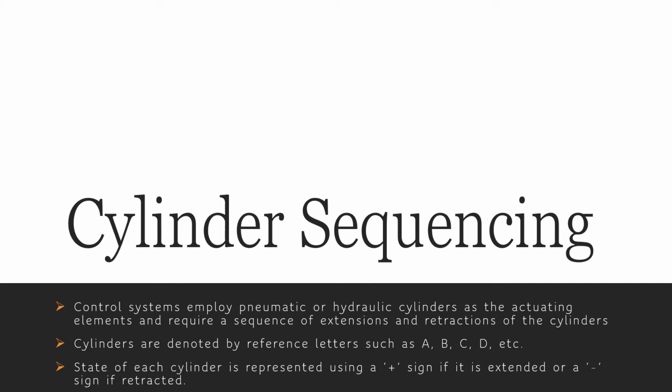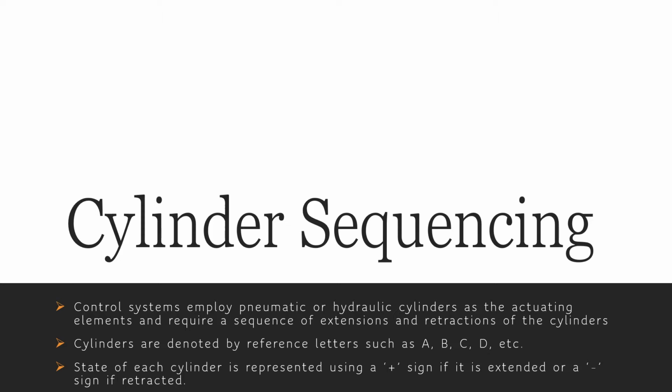So after the pressure sequencing, the next one in this series is the cylinder sequencing. Now most of the control systems employ pneumatic or hydraulic cylinders as the actuating elements, and it might be required to have a sequence of extension and retractions of the cylinders to carry out the required action.